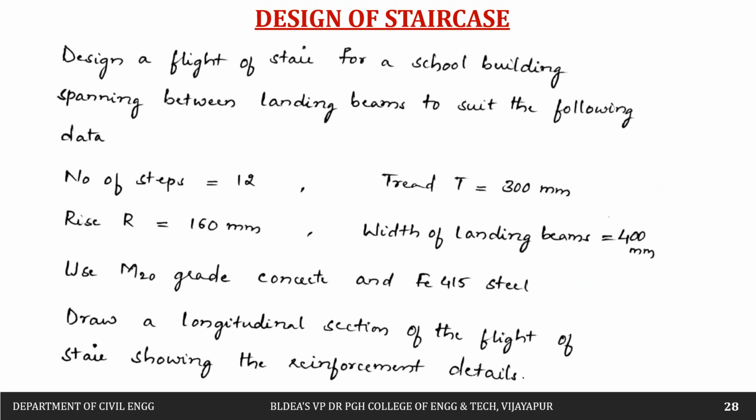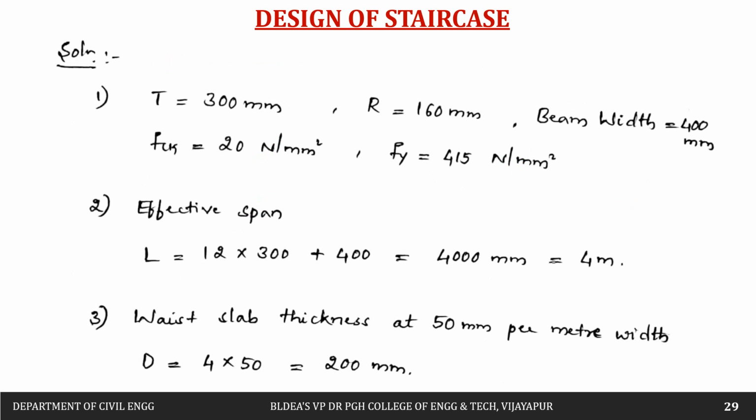Then next is another question. It is the same as that, and I'll just tell you the difference in this problem. Here they have asked us to calculate only for a single flight stair. Number of steps is 12, tread is 300, riser, and width of landing beam is 400 mm. We have to do the detailing again, same thing. Here effective span will be total going plus the width we have, 400 mm. Therefore it will be 4 meters.